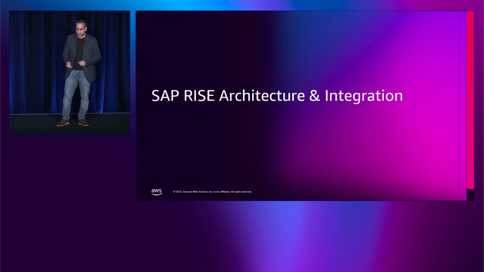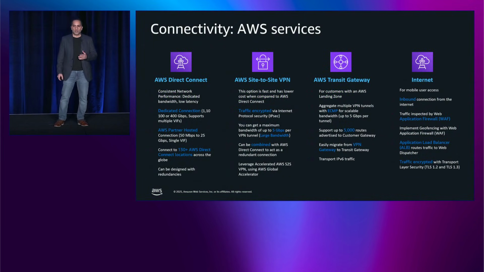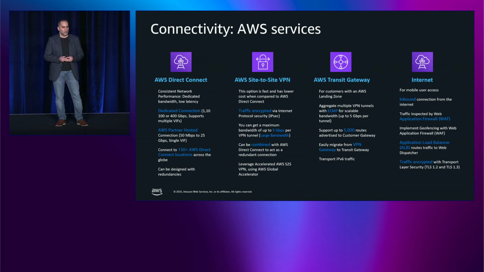Let's explore architecture and integration patterns that connect SAP Rise environment on AWS with broader enterprise infrastructure. Getting connectivity right is fundamental to a successful implementation. AWS provides 4 primary connectivity options for SAP Rise environment, each optimized for different requirements.